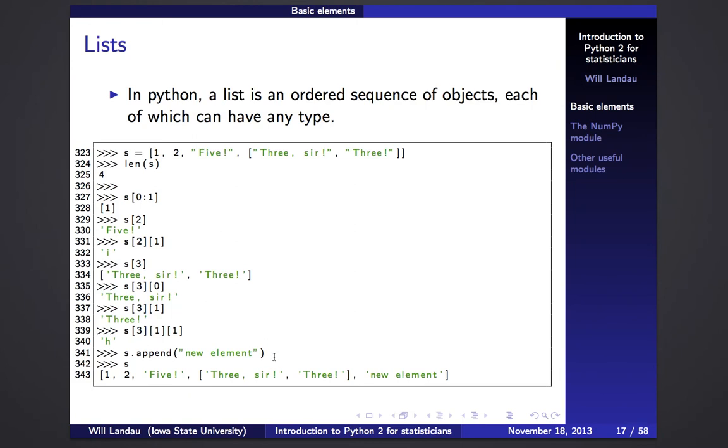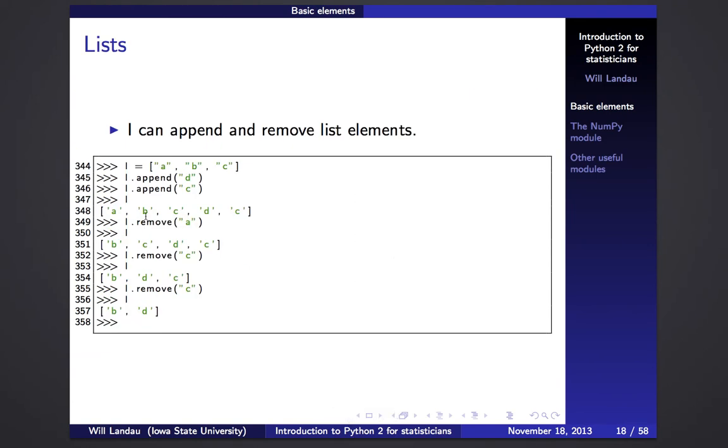You can append things with the append member function. And so this new element just gets added to the end. I can also remove elements with this remove function, but be careful because if this is my list and I call remove C, it won't remove all instances of C, it'll just remove the first one from the beginning. So I'll have to call it twice in this case to remove both instances of the string C.